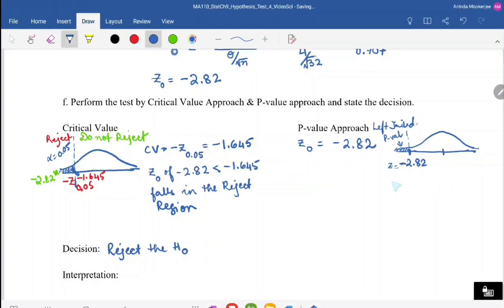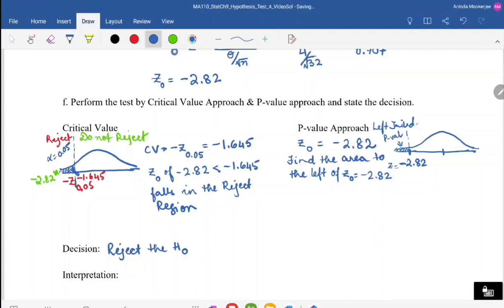So you have to use your calculators or your table to find the corresponding area. Let me write that here. What we do is we find the area to the left, just because it's a left tail test. If it was a right tail test, it would be the area to the right. So find the area to the left of z sub 0 equals negative 2.82.